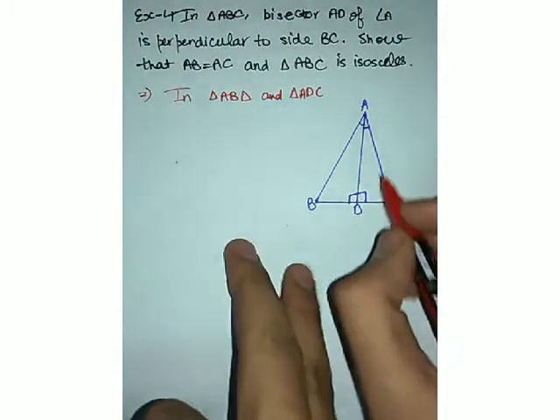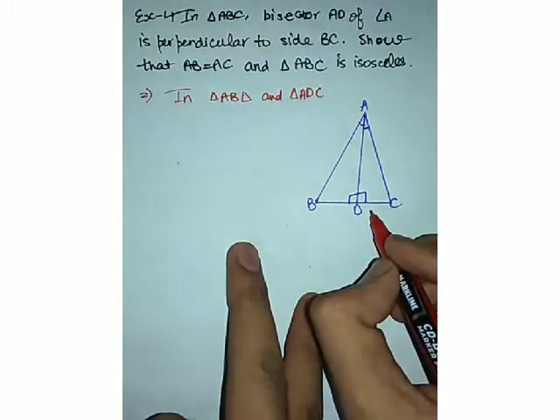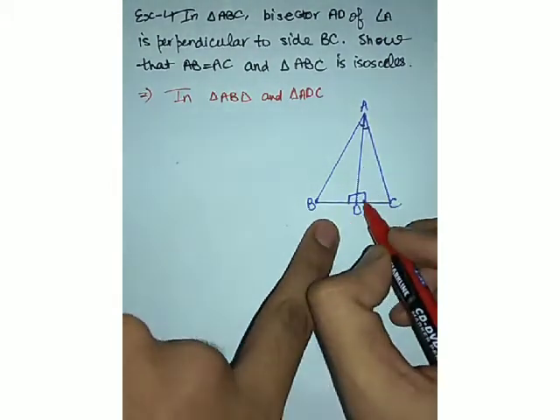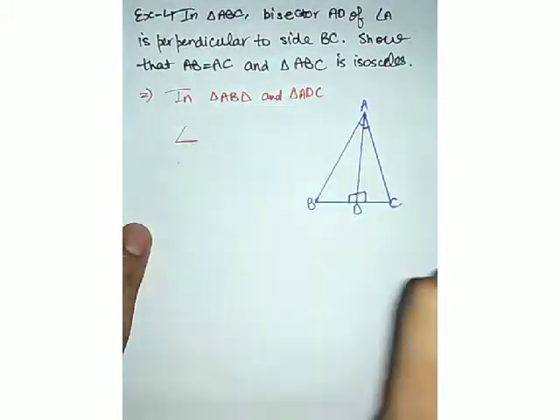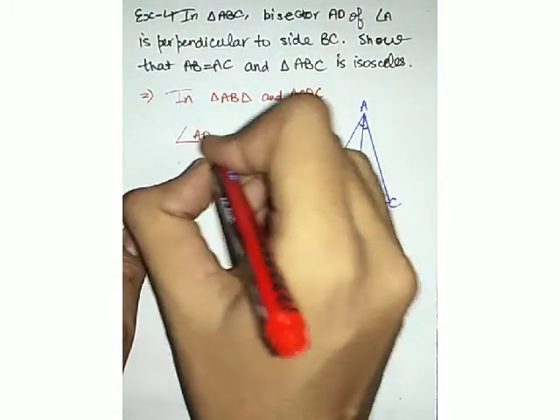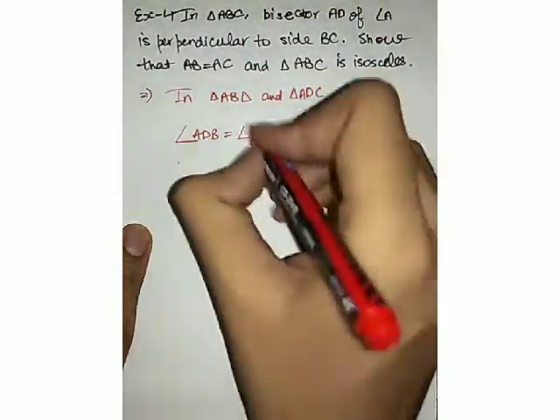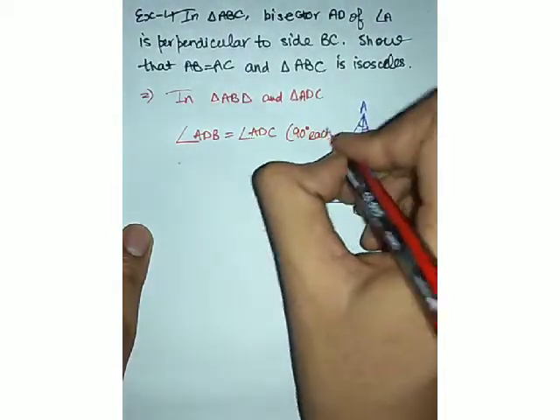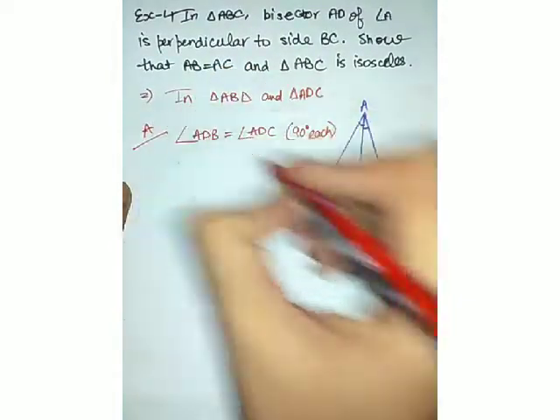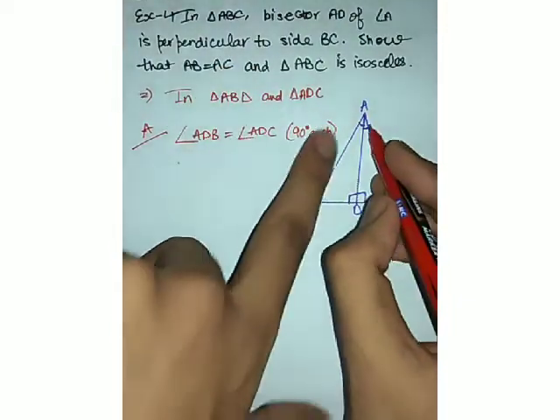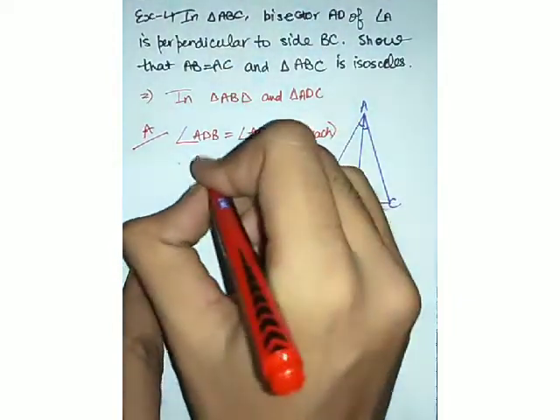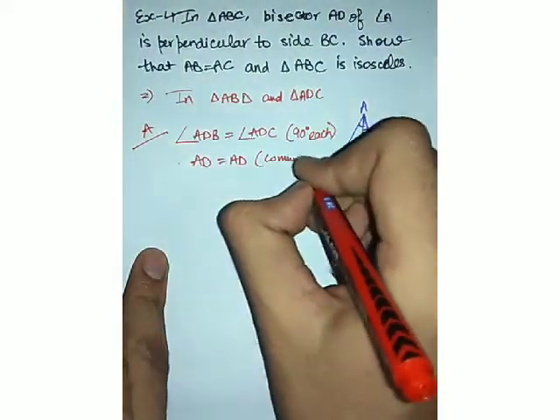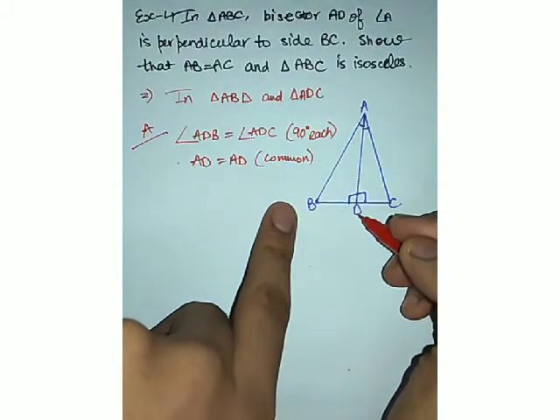So what will we first see? What sides or what angles are equal to each other. Firstly, let's start from the very basic, that these two angles are 90 degrees each. We can clearly write that angle ADB is equal to angle ADC because 90 degrees each. One angle is done. The rest part, AD is equal to AD because it's a common side.